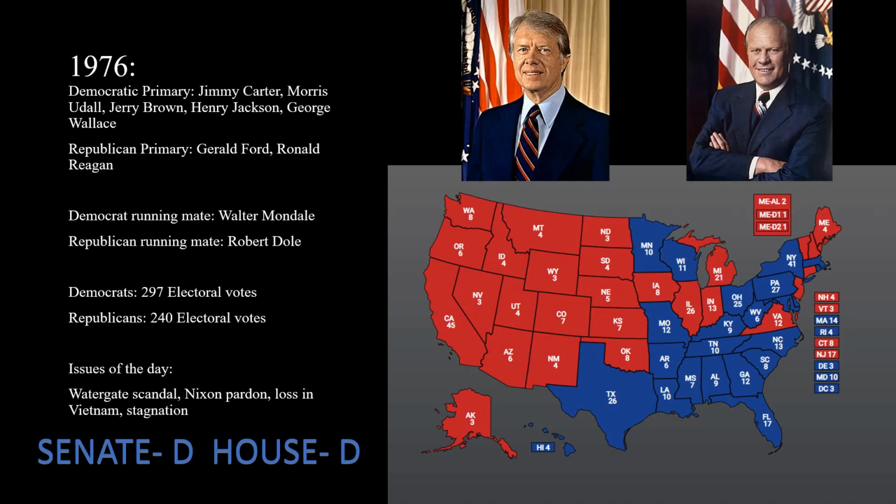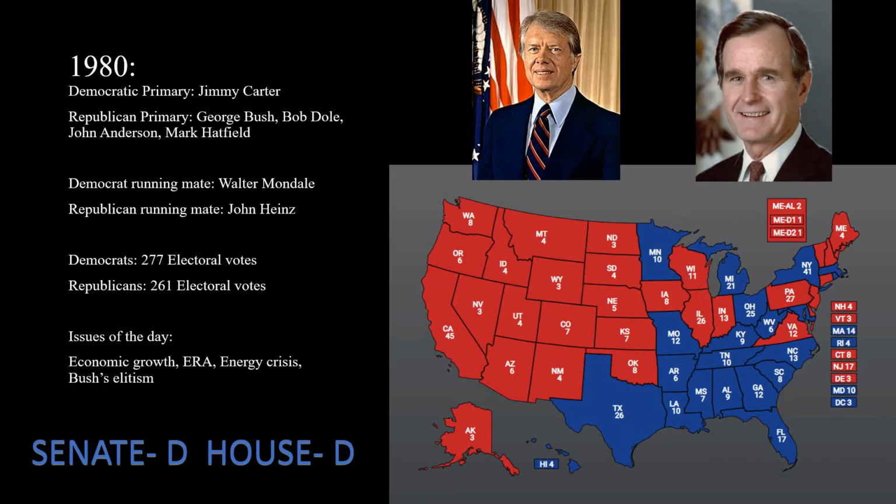In 1980, Carter is seeking re-election, and because in this scenario things are going not so bad, he will end up winning. This is because the Iran hostage crisis has not happened, and since the economy is so good, Ronald Reagan decides against running in 1980, opening the door for George Bush to win the Republican nomination. Carter runs for re-election again with Walter Mondale as his running mate. Bush chooses John Heinz, a senator from Pennsylvania.